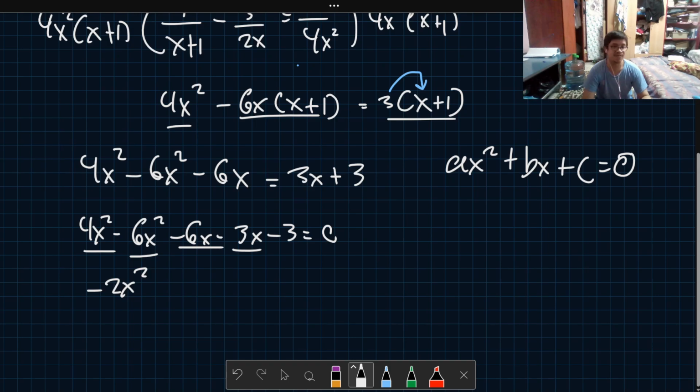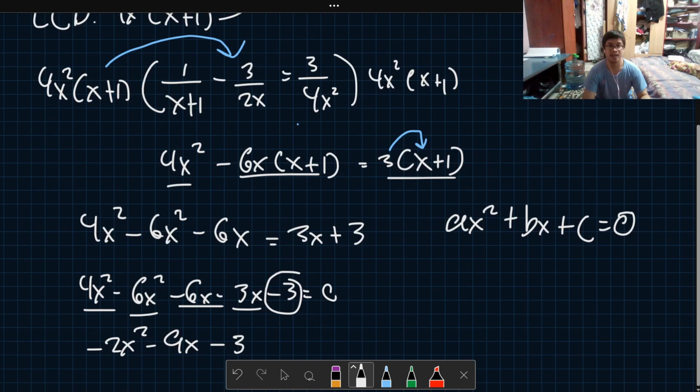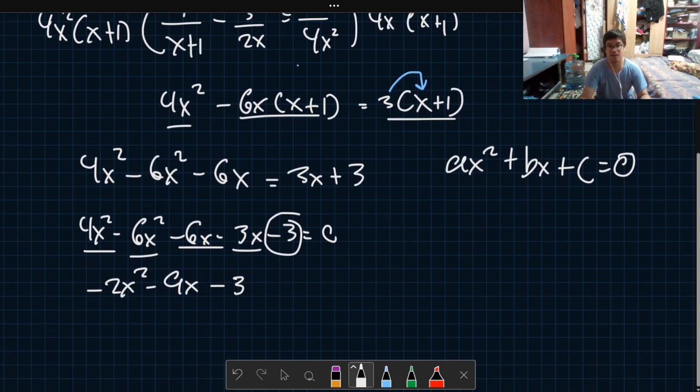Negative 6x and negative 3x, both of them have x. So combining them will give you negative 9x. And here I have a negative 3. Negative 3 is just a lonely guy, right? It doesn't have a partner. It just exists as a constant term. So we're just going to copy negative 3.